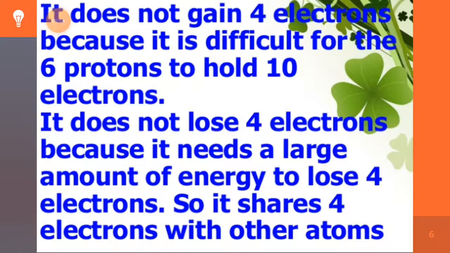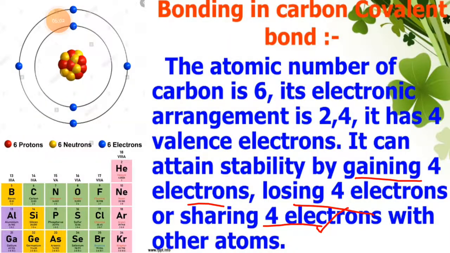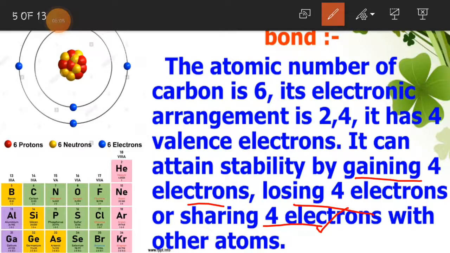The carbon atom does not gain 4 electrons because it is difficult for the 6 protons to hold 10 electrons. Here you may see the structure of the carbon atom. In the nucleus, how many protons are present? 6, and these 6 protons are holding 6 electrons. If a carbon atom gets 4 electrons from an outside source, then the number of electrons becomes 10. So it will be difficult for these 6 protons to hold those 10 electrons. So this condition of gaining 4 electrons gets ruled out.